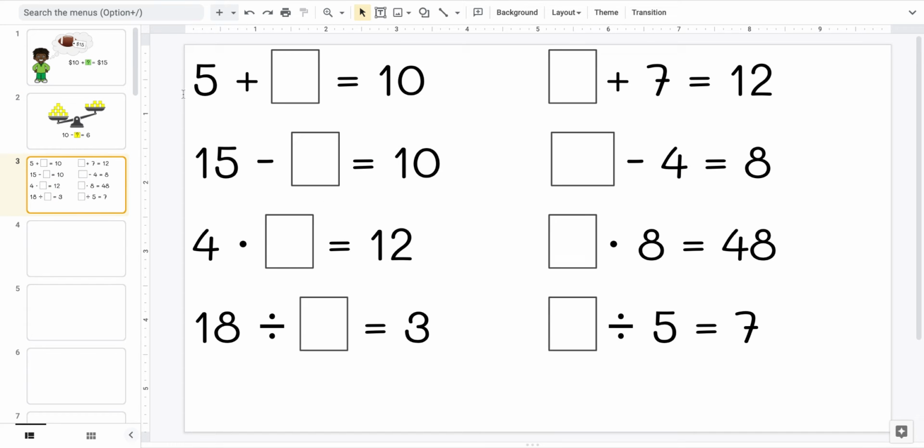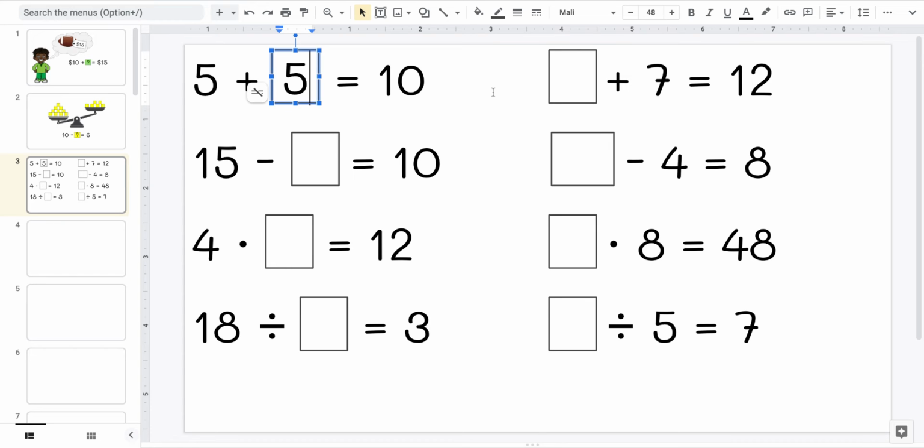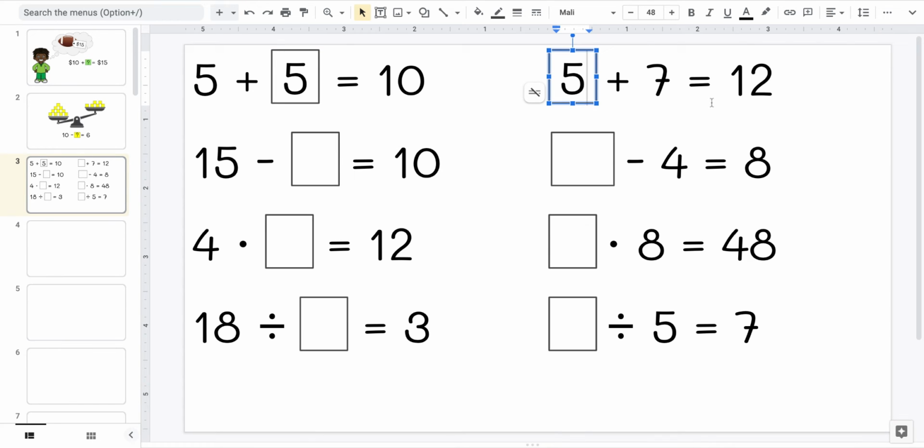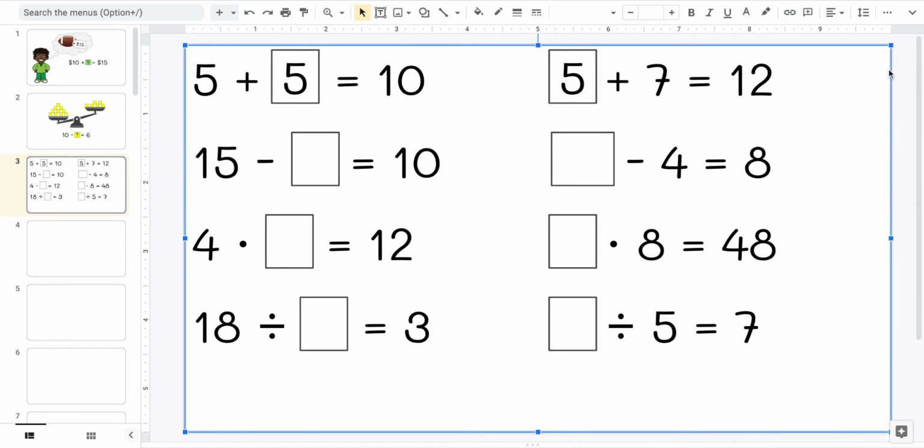All right, here's a few more. 5 plus what is 10? 5 plus 5 is 10. What plus 7 is 12? Well, if we have, let's say, 2 plus 3, which is 5, that's the same as 3 plus 2. So I could start with this 7 here and say 7 plus how many more is 12? So I'm going to count up. 8, 9, 10, 11, 12. That was 5 fingers. So 5 plus 7 is 12.